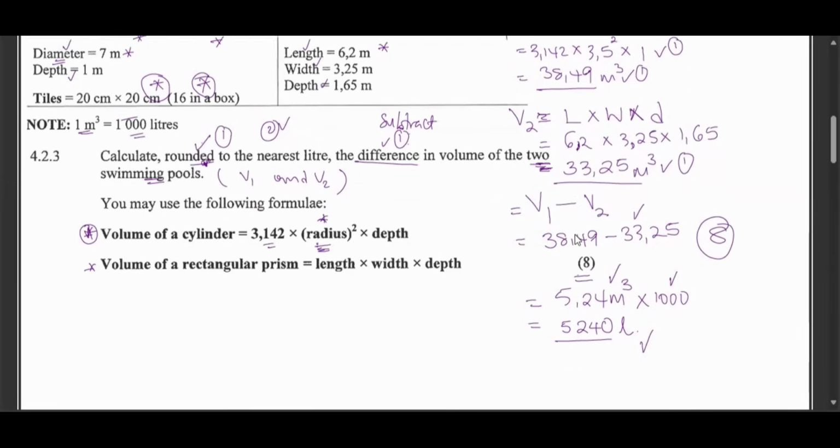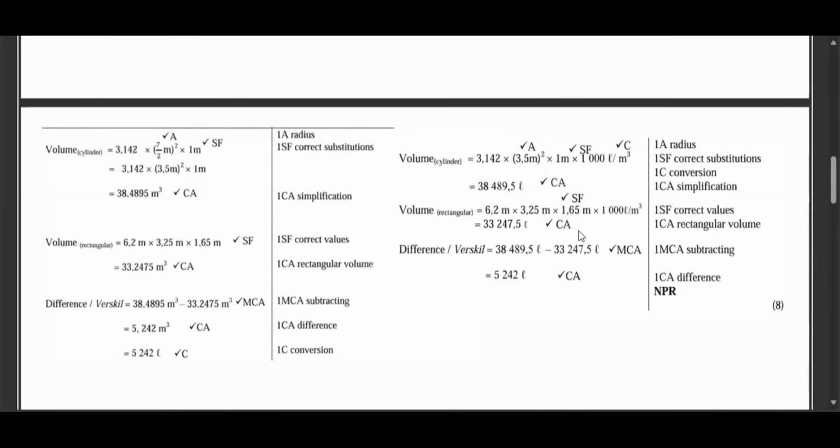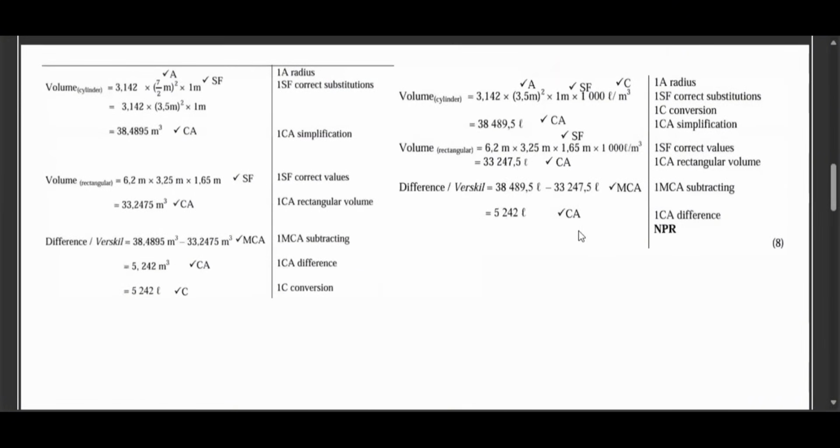Let's see how they marked it. Wow. Here we go. Yeah, indeed, 3 marks. Look at the marks. 1 for the radius. 2, correct substitution. Did you fill in the right number? Now, you see 7 divided by 2. Here, the person was analyzing the radius. That's why you get a mark. There's a mark there. Substitution. This is SF. It's substitution into the formula.